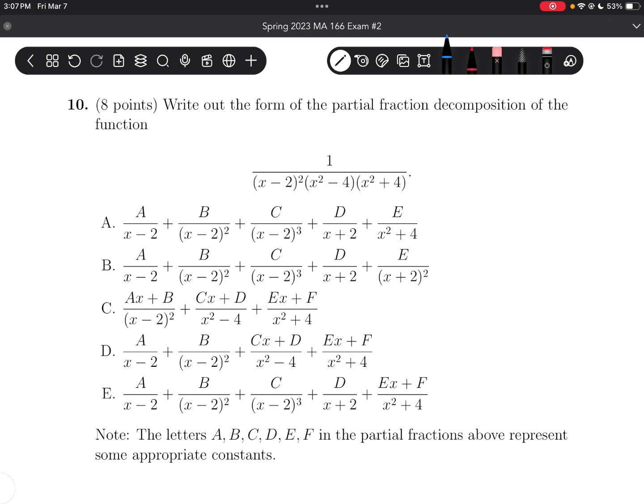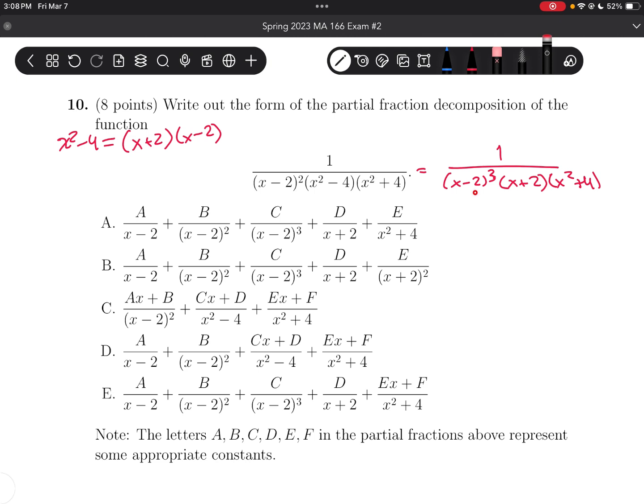Okay, so the first thing we should do is double check the denominator to make sure everything is completely factored. You'll notice that the second term is not completely factored. x squared minus 4 equals (x plus 2) times (x minus 2). And I can rewrite this, therefore, as 1 divided by (x minus 2) cubed times (x plus 2) times (x squared plus 4).